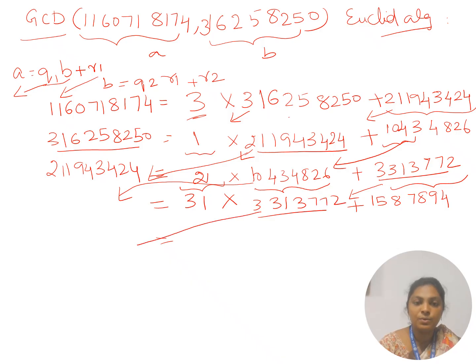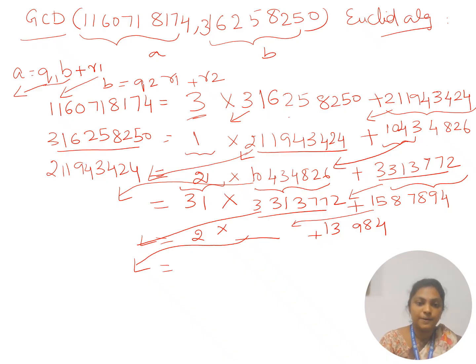So next step, what we have to do, so this is 3313772. This will go there and we have to divide these two numbers, write the remainder and quotient here, 2 into, and then this will come here plus the remainder is 137984. Okay, and the next step, this number will go here and we'll get this number here. We should be taking the 1587894. Divide these two numbers and take the quotient and the remainder.